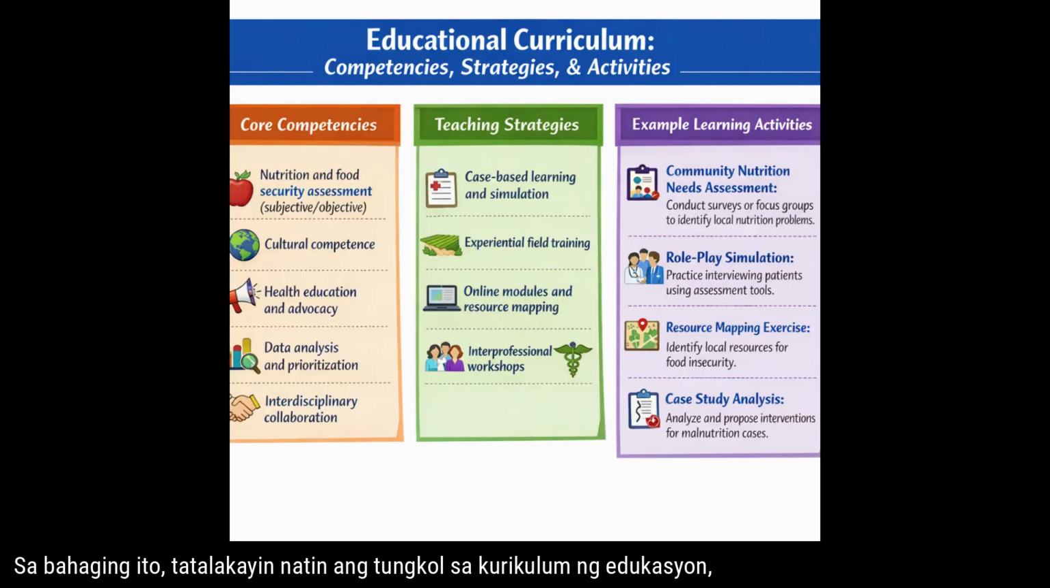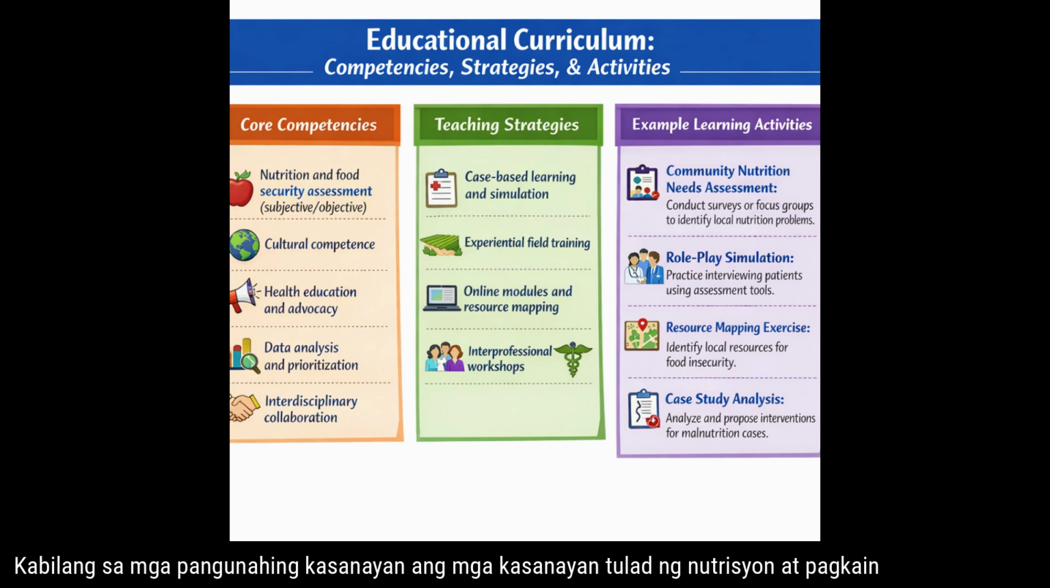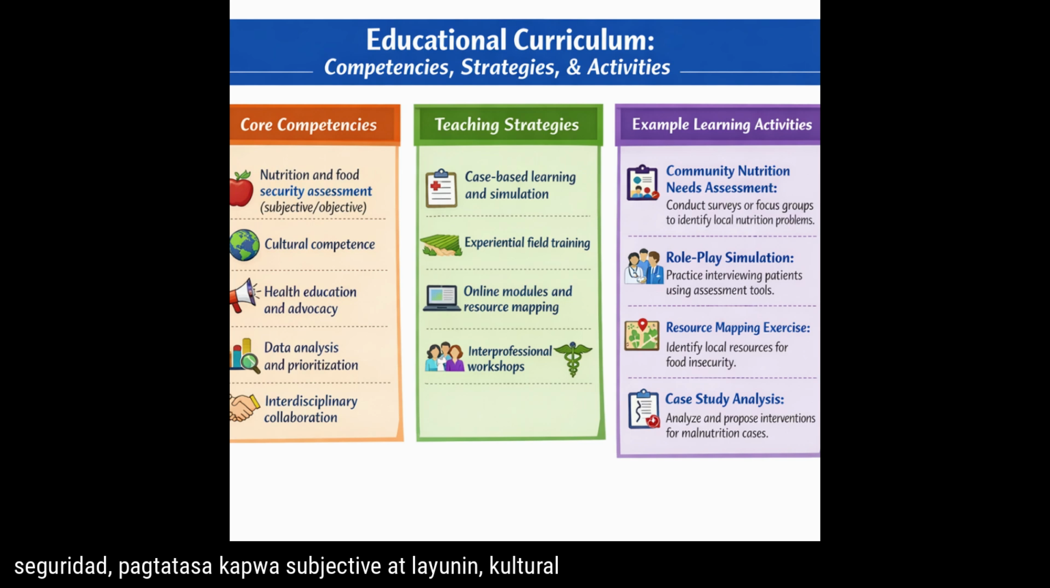In this section, we will talk about educational curriculum, competencies, strategies, and activities. Developing an effective educational curriculum in nutrition and health requires a combination of core competencies, teaching strategies, and practical learning activities. Core competencies include skills such as nutrition and food security assessment, both subjective and objective, cultural competence, health education and advocacy, data analysis and prioritization, and interdisciplinary collaboration.